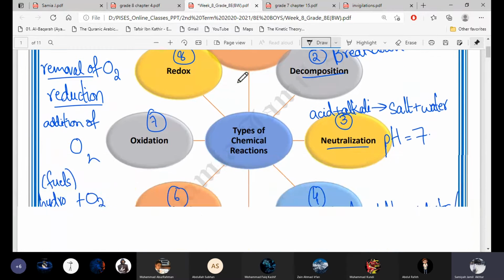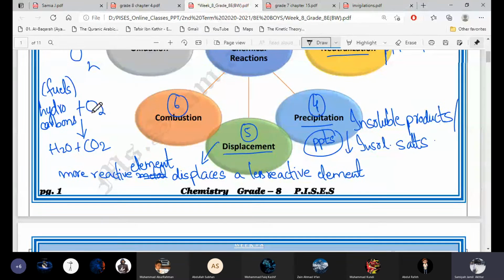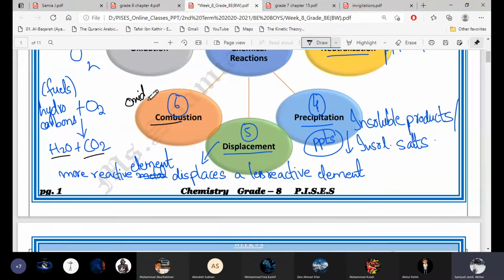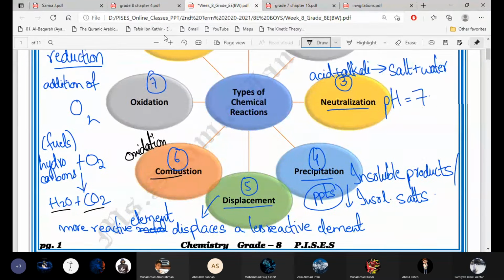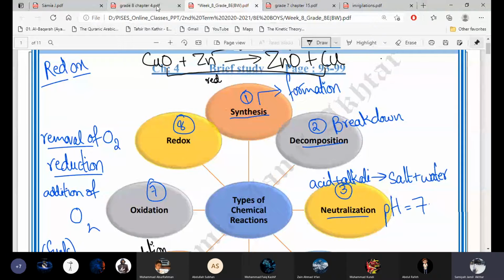Like for example, the combustion reaction. In a combustion reaction, we can see that fuel is burnt in oxygen and water and carbon dioxide are formed. So this combustion can also be oxidation because oxygen is being added. There are some reactions which are of more than one type. So we can say it is combustion, and we can say it is oxidation also. Let's see them in detail. I'll share this flow chart with you.